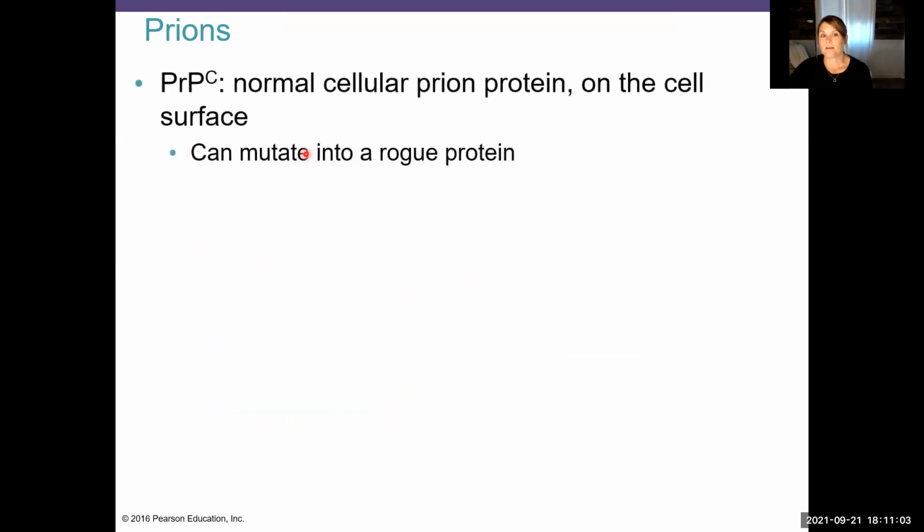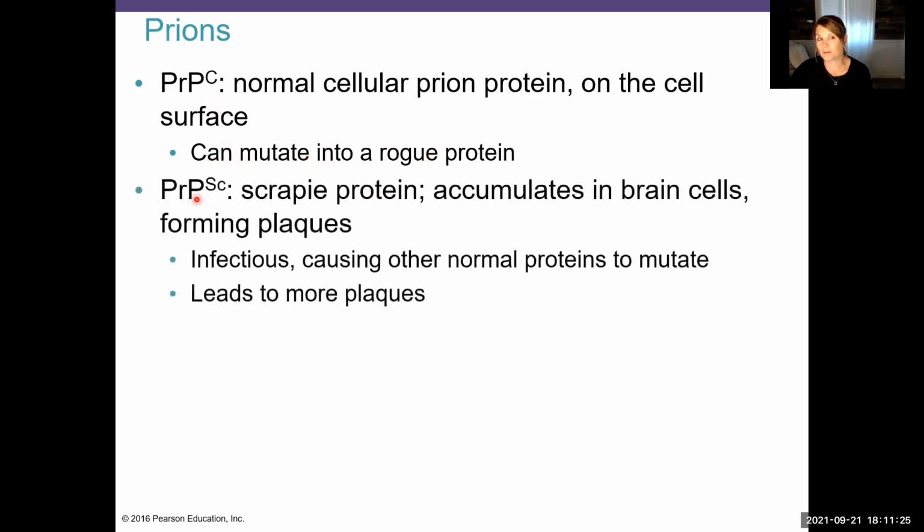Okay, so what happens? So here's the normal protein, you guys. It's called PrPC, normal cellular prion protein, on the cell surface of brain tissue. So that protein is on the cell surface. It can mutate though to a rogue protein.